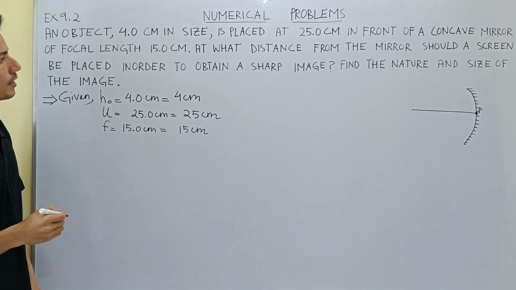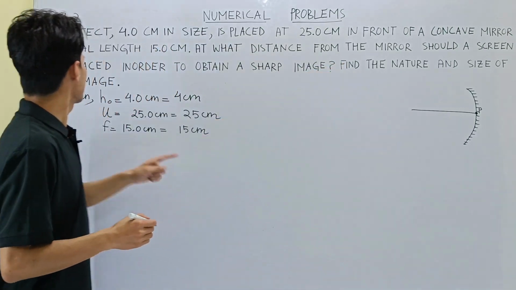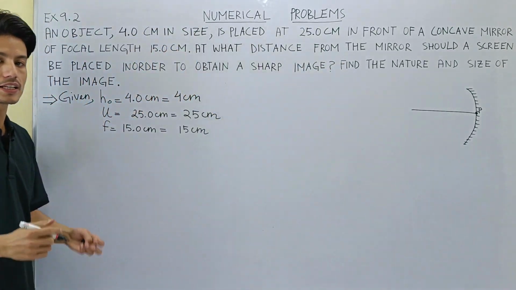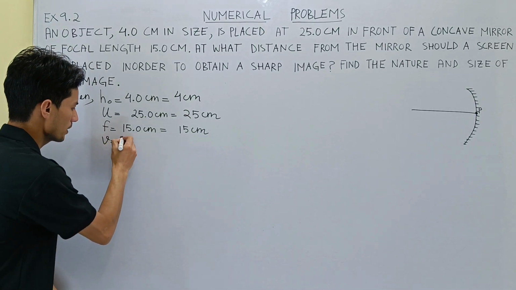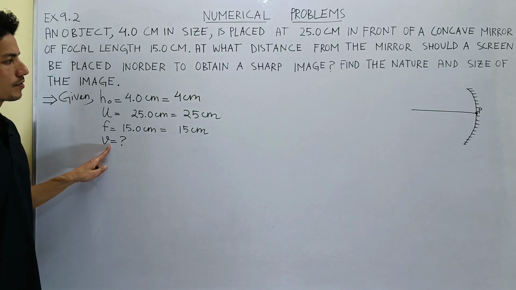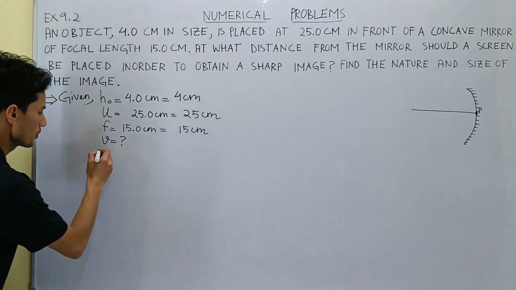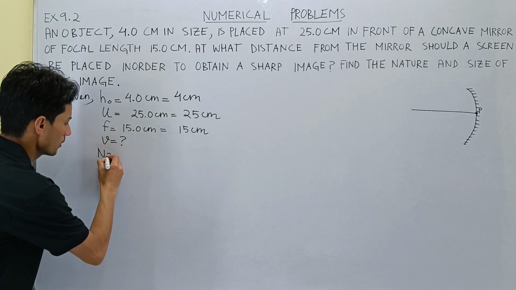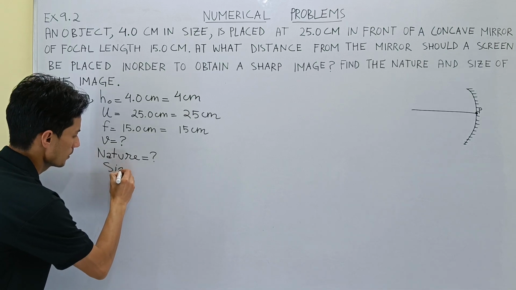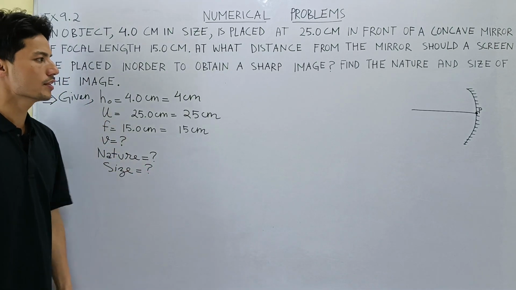All right. Then what else? At what distance from the mirror should a screen be placed in order to obtain a sharp image? So the question is asking you to find the image distance, which is represented by the symbol V. Also find the nature and the size of the image. So nature also we have to find, and the size also. We will be finding all of these three.